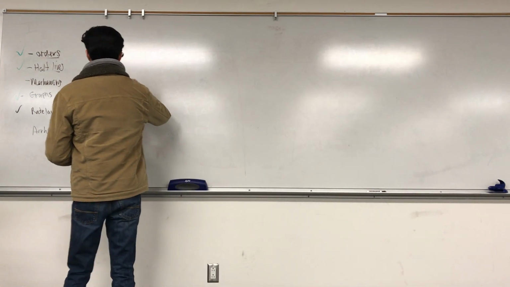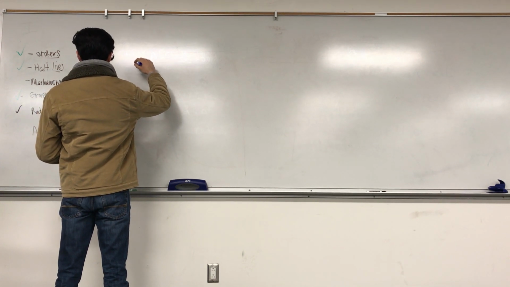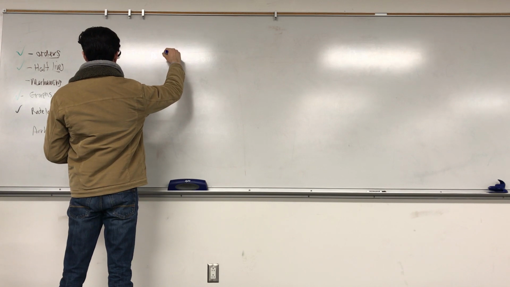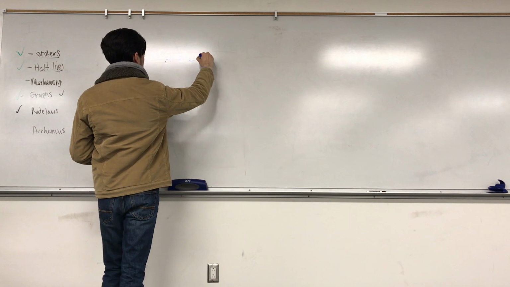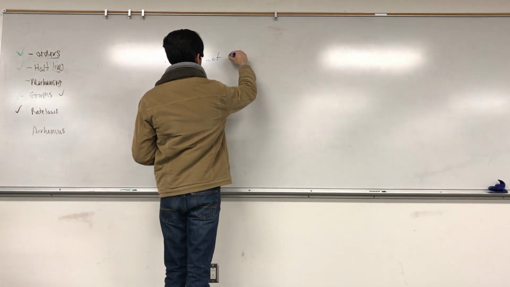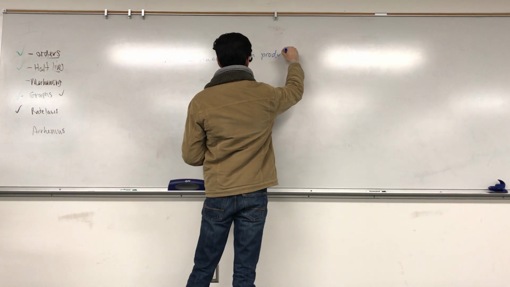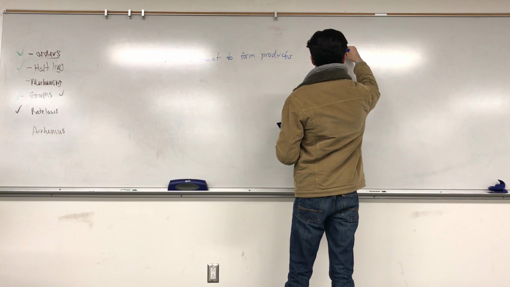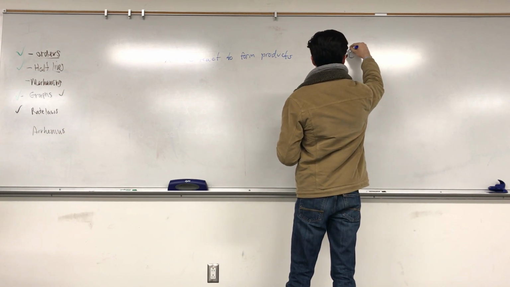Okay, so for 39, this is going to be on the test, something like this. Number 39 says A plus B plus C react to form products, right? It says it's first order in A, second order in B, and zero order in C.